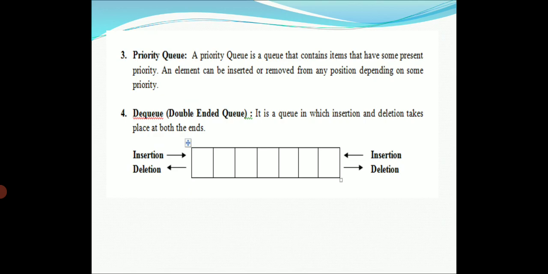The fourth type is the double-ended queue. It is also a type of queue in which insertions and deletions take place at both the ends. So here is a diagrammatic representation. On one side, insertion and deletion take place at both the ends, that is insertions and also deletions.